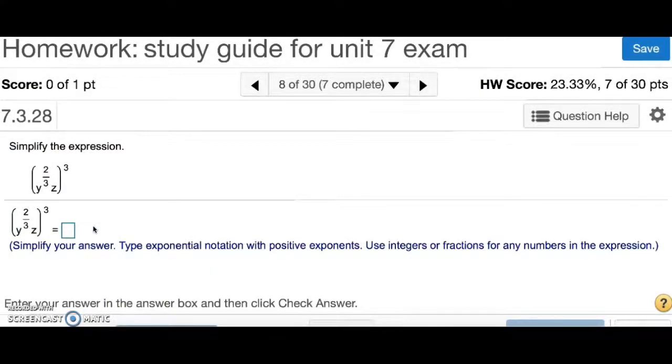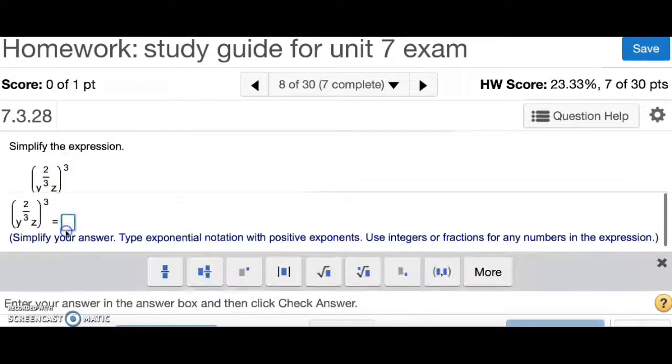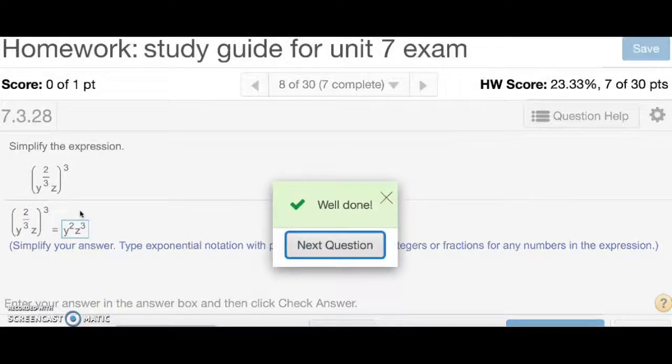Number 8, you are just bringing this power to everything inside the parentheses because all this is being raised to the 3rd power. So y to the 2/3 power, 2/3 times 3 is just going to be 2 because a fraction times its denominator is just its numerator. So we have y squared. Z, so z to the 3rd power is just going to be z to the 3. And that's number 8.